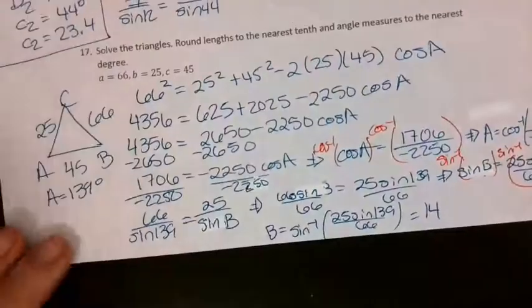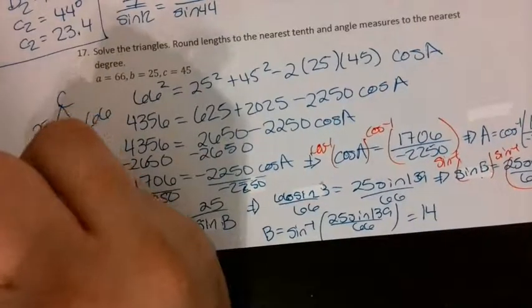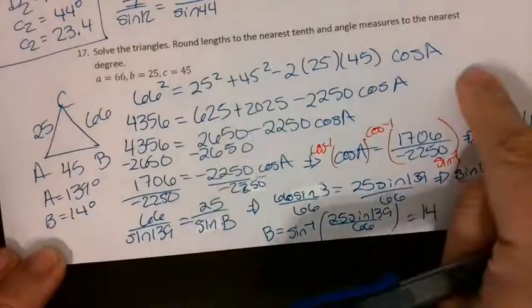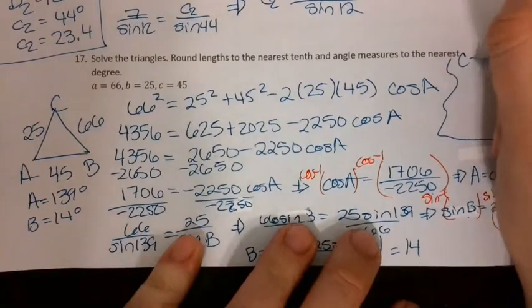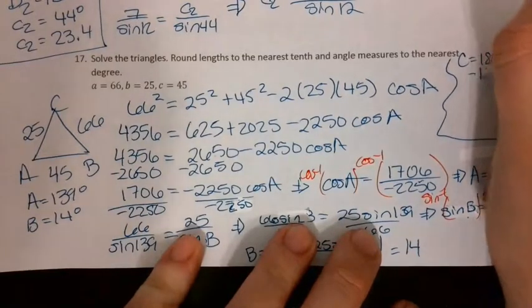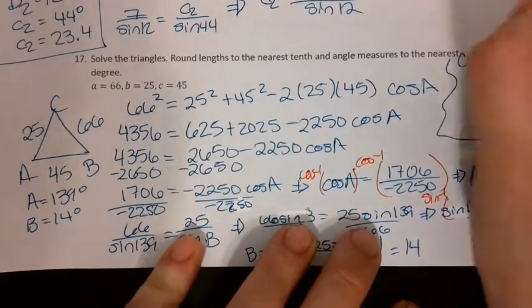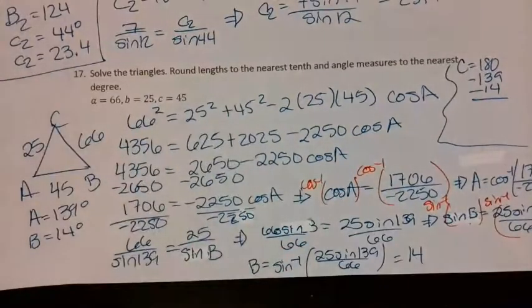And then because I was really bad at spacing, I'm going to solve for C in this corner over here. I have 180 minus 139 minus 14. Gives me 27.